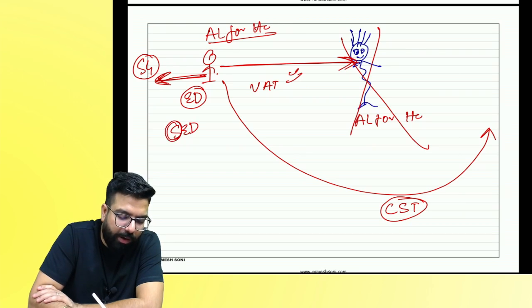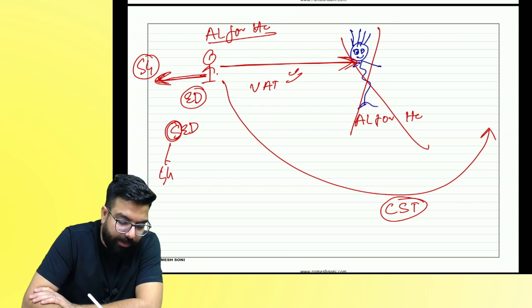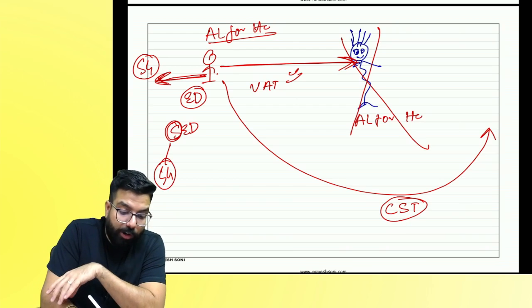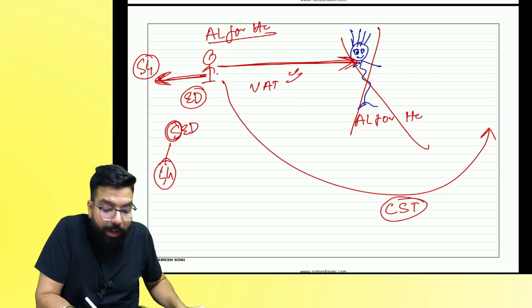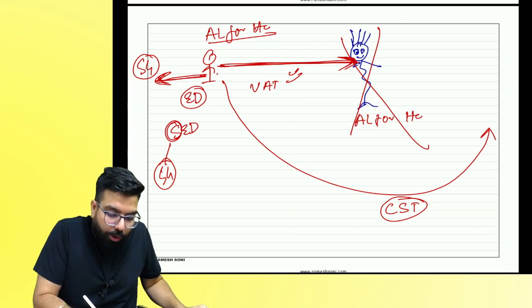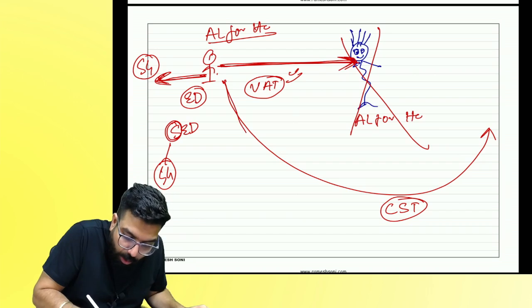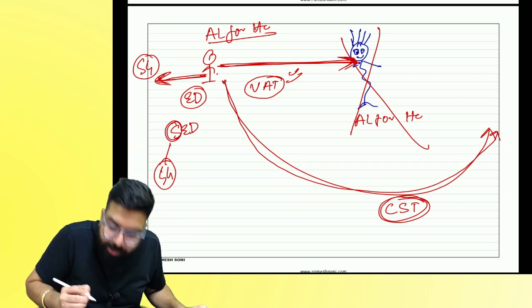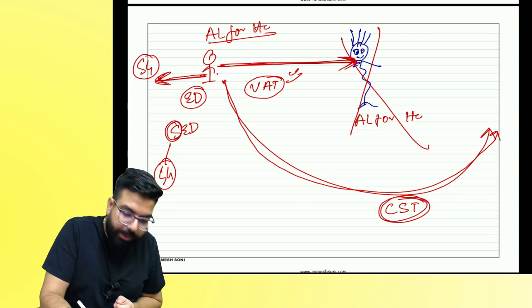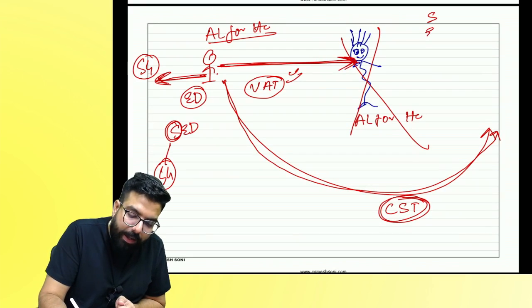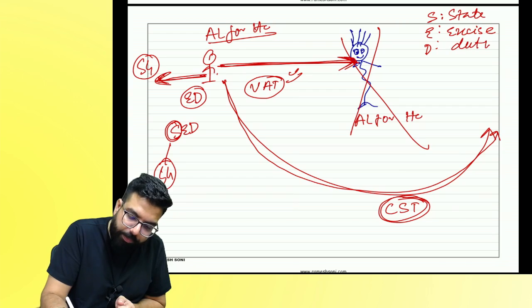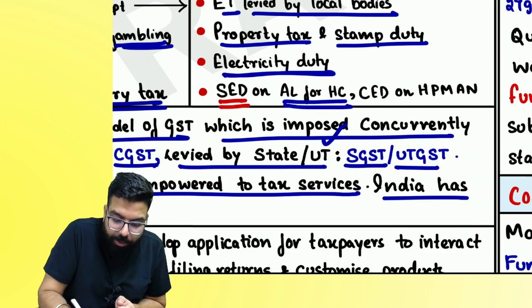Why state excise duty, everyone? Because it will go to the state government. Are we clear? After manufacturing, if you are selling within the same state, you have to pay VAT. If you are selling outside the state, you have to pay central sales tax. That same thing is told over here. State excise duty. SED means what, everyone? SED, state excise duty. And what is CED, everyone?